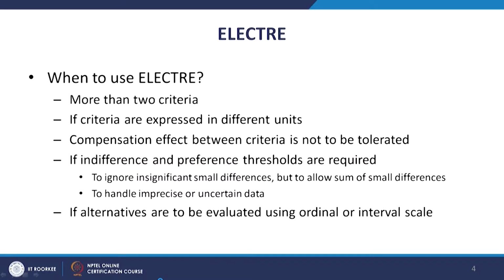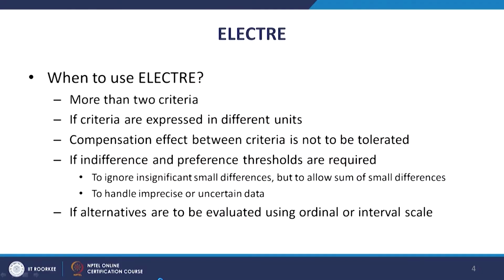Another situation could be when indifference and preference thresholds are required. When we do comparisons between alternatives, if we have certain boundary limits, certain conditions, certain thresholds that we would like to use in making those comparisons, then in that kind of scenario also we can go for ELECTRE, because it specifically asks for these kinds of parameters, indifference and preference thresholds.